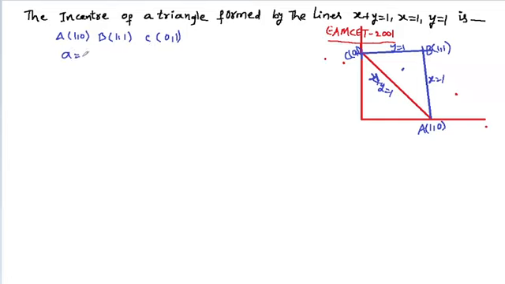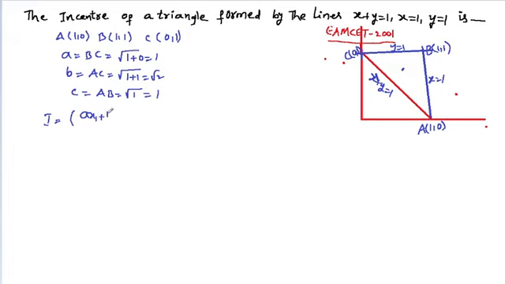Small a is equal to the distance between the points B, C, that is root of 1 minus 0 whole square plus 1 minus 1 whole square, which is root 1, that is 1. Small b is equal to the distance between A, C, that is root over 1 square plus 1 square, that is root 2. And small c is equal to the distance between A, B, that is root 1, that is 1.